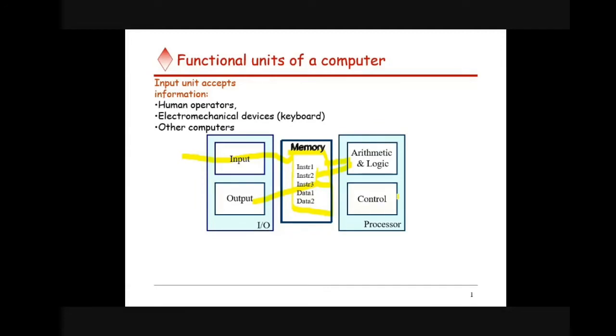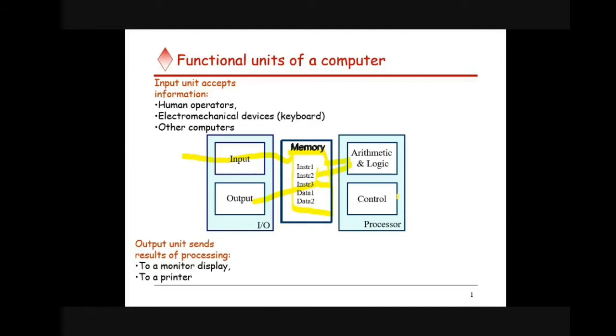The output unit takes the result from the memory and displays it on the output device. So what may be the output device? It may be either the monitor or the printer or whatever it is. So what is the work of the output unit? It takes the resultant value of the processing from the memory and outputs it to any of the output devices.